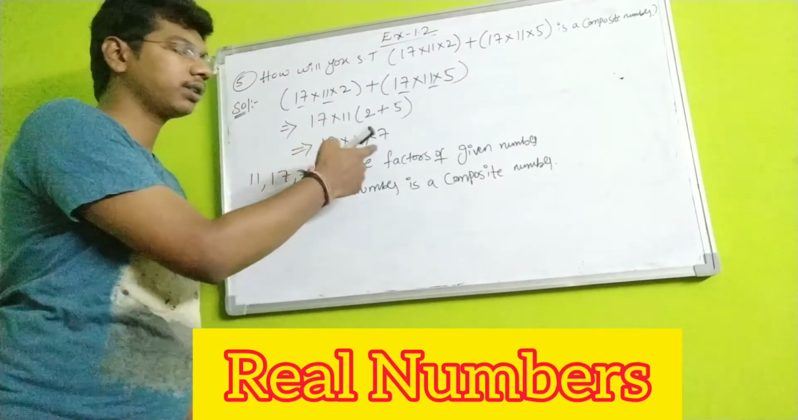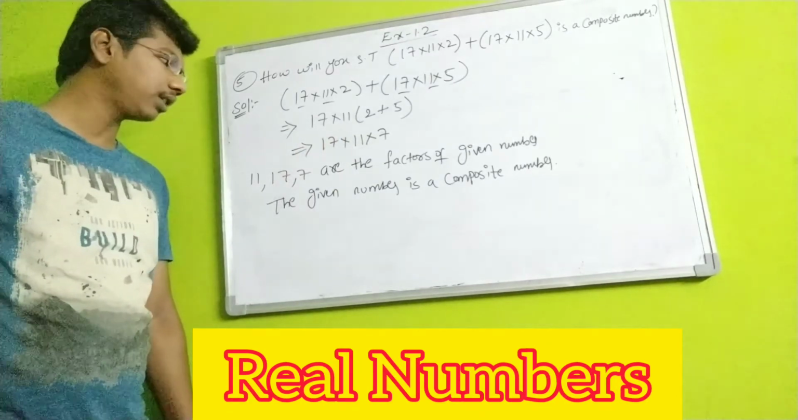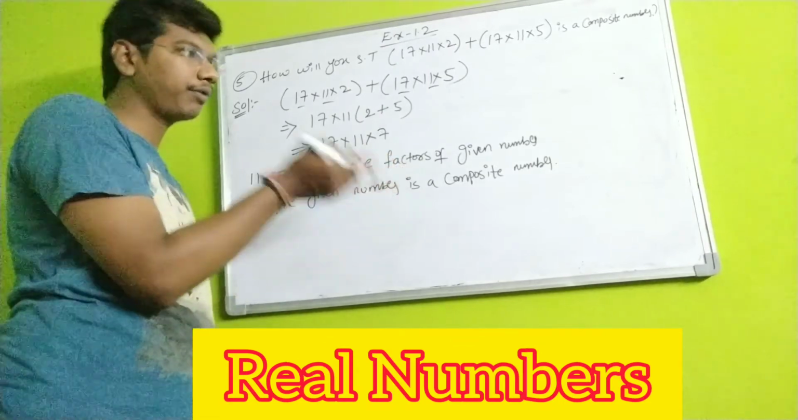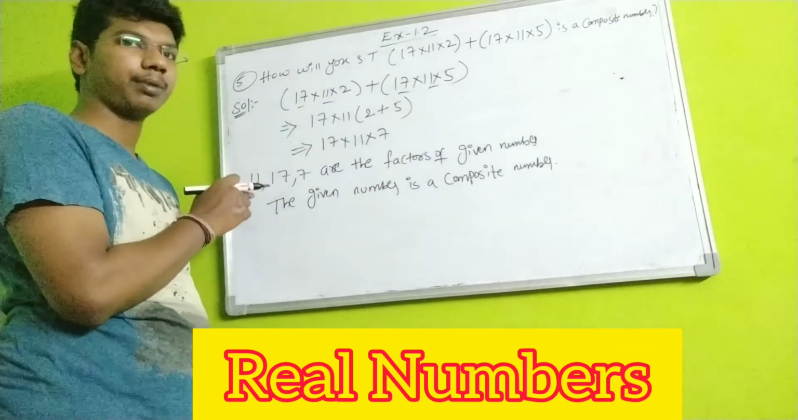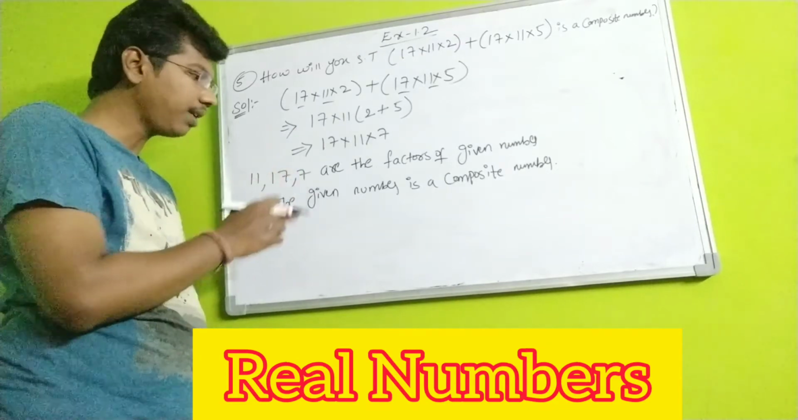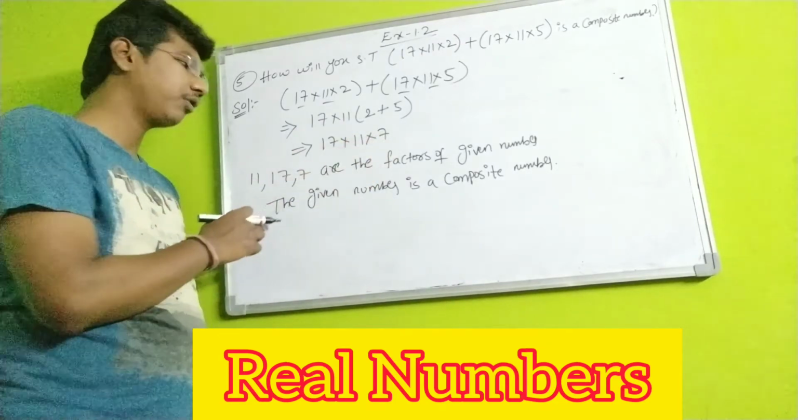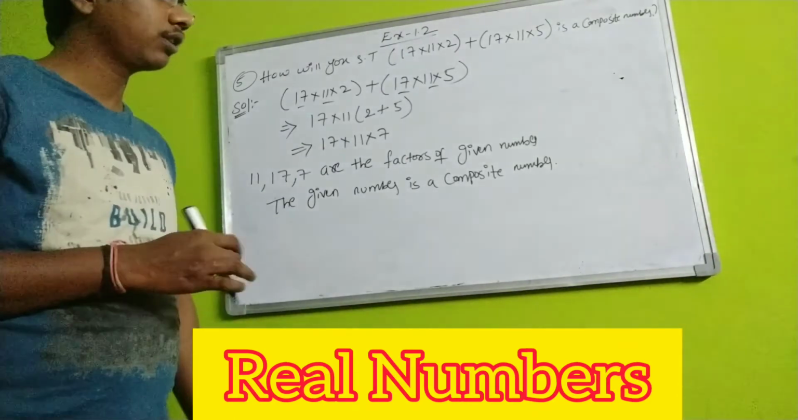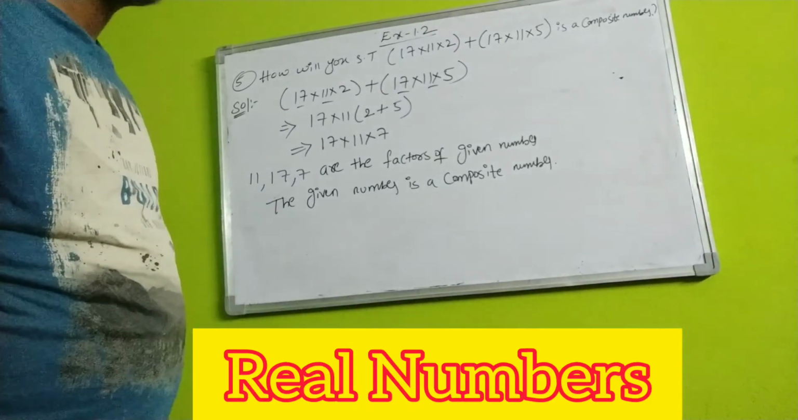Therefore these three numbers are prime numbers, students. Therefore 11, 17 and 7 are the factors of the given number. You will get the same factors, students, because 11 ones are 11, 17 ones are 17, 7 ones are 7. These are the factors of the given number. Therefore the given number is a composite number, students. Let's see question number 6, students.